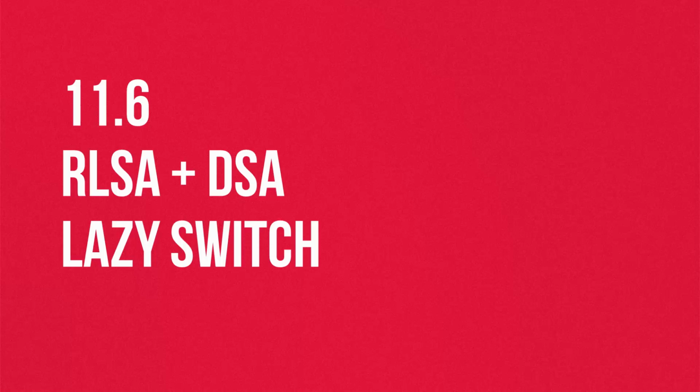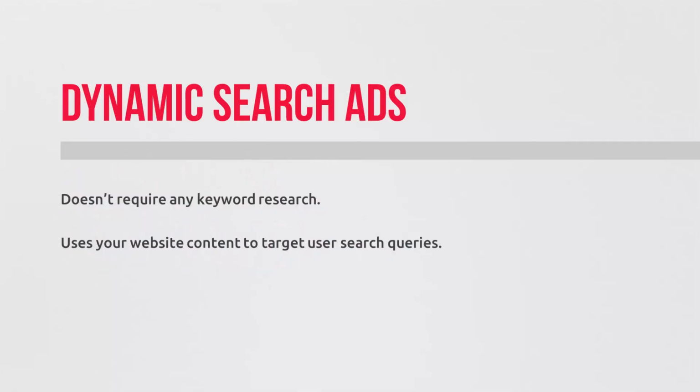The tag team combo of RLSA and DSA can be great for your bottom line. If you've not used DSA before, it works by essentially doing away with keywords. So instead, dynamic search ads, hence DSA, uses your content, your product pages from your website, to target your ads to the user's search. It's very clever and it's more accurate than you might think.